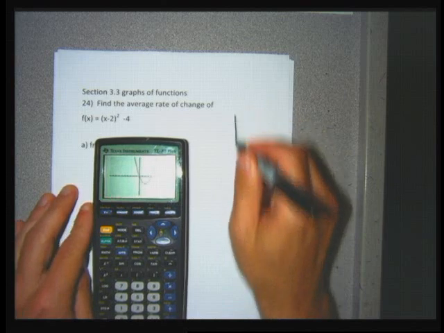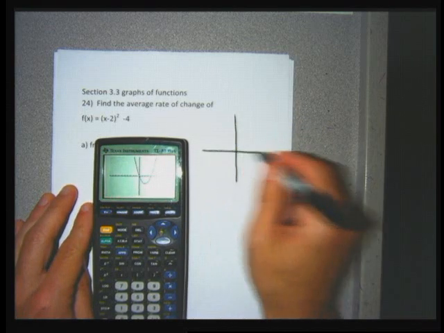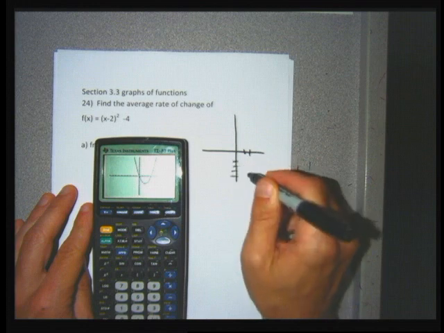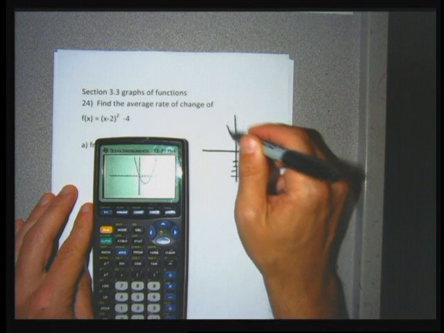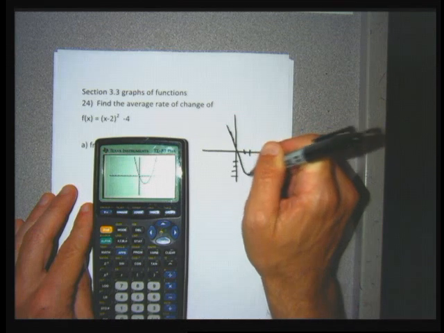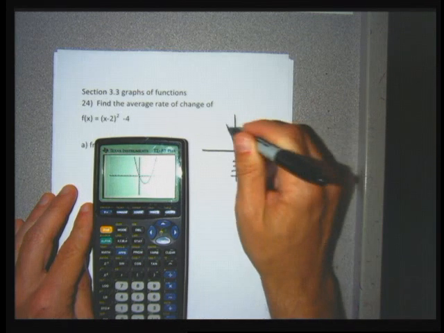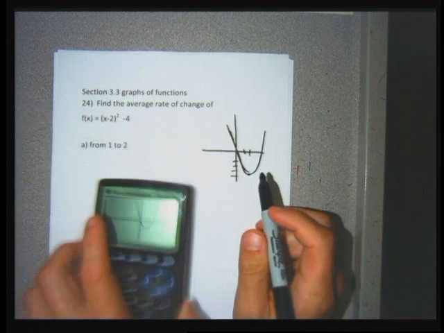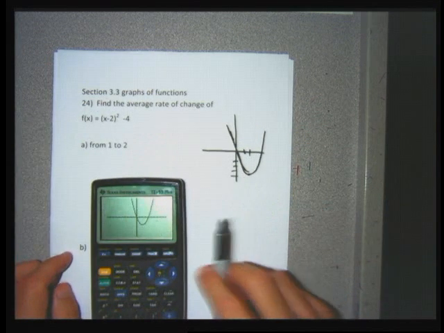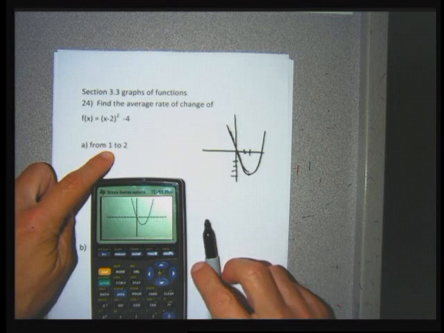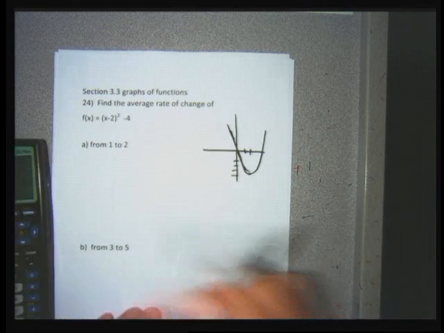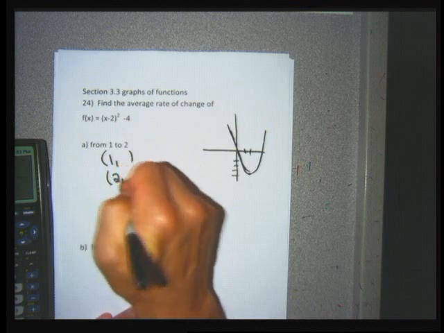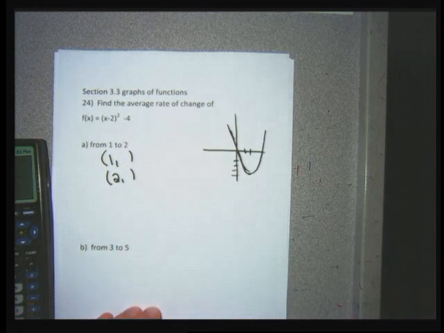So this is a graph that looks something like 1, 2, 1, 2, 3, 4. Close to 0, it looks like. It looks something like this. This is not the best depiction of the graph, but it's suitable. What this is asking me to do is find 2 points on this graph. It's asking me to find the point 1 comma something and 2 comma something.